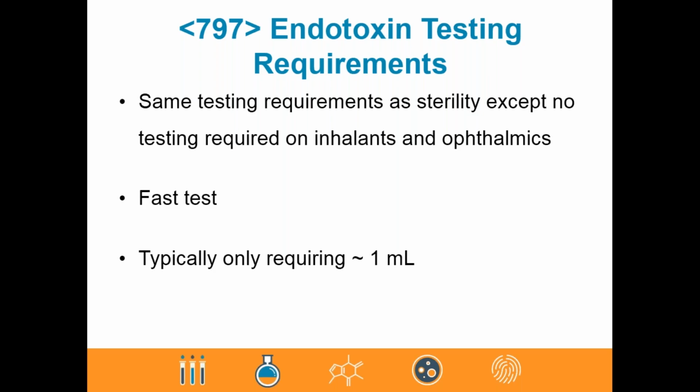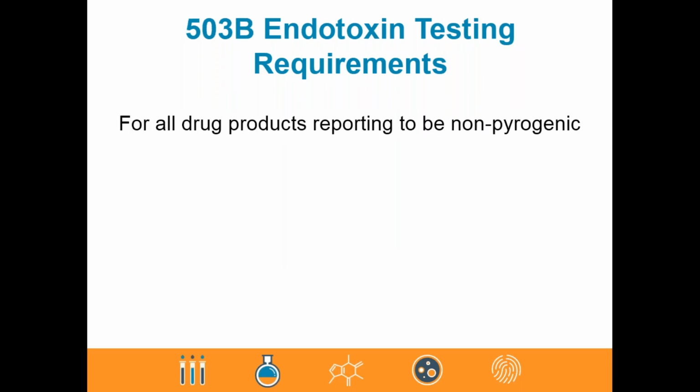797 says that basically every time you test sterility, you should also test endotoxin. The exception being that inhalants and ophthalmics do not need endotoxin testing. The endotoxin test is a relatively quick test, and it only requires 1 ml of sample. So for the 503Bs, the requirement in the guidance there is that you test all drug products purporting to be non-pyrogenic.